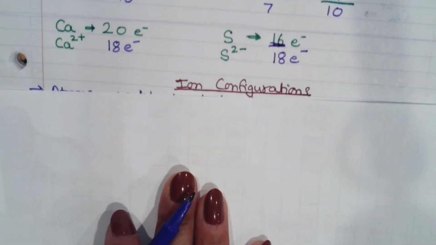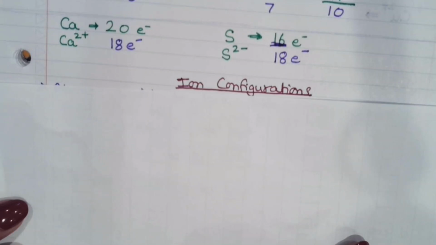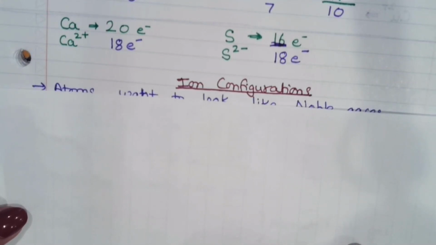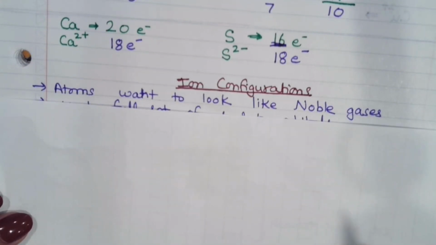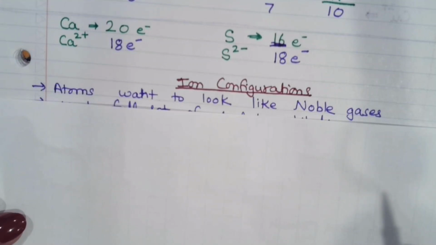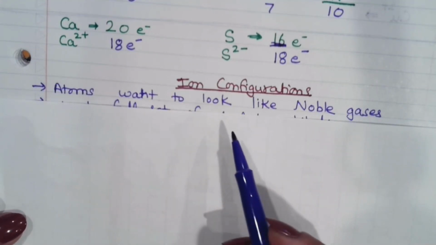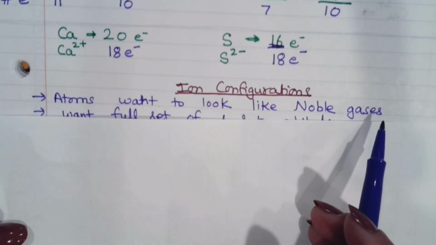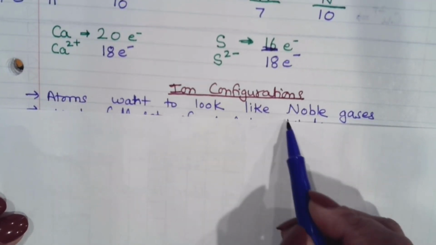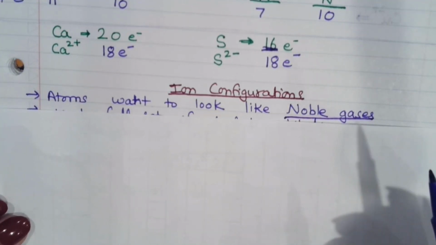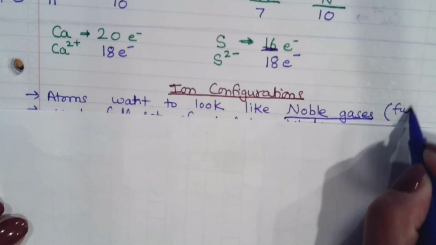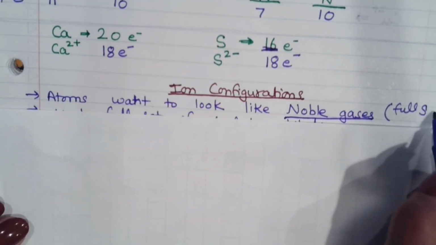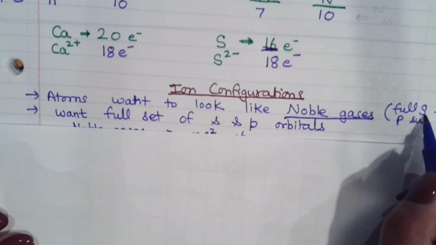Now let's come to the ion configurations. How do we write the configuration of an ion? First of all, let's see why an atom would make an ion. What is so special about making ions? Atoms want to look like noble gases. What is so special about noble gases? They have full shells, full S and P sublevels.